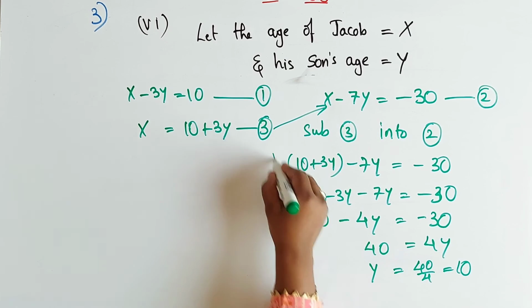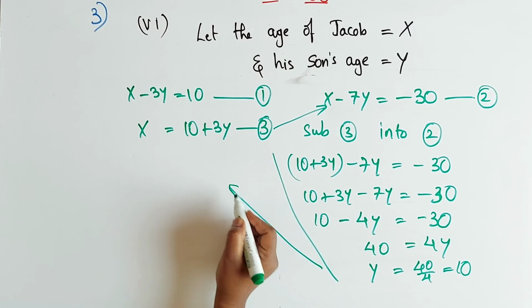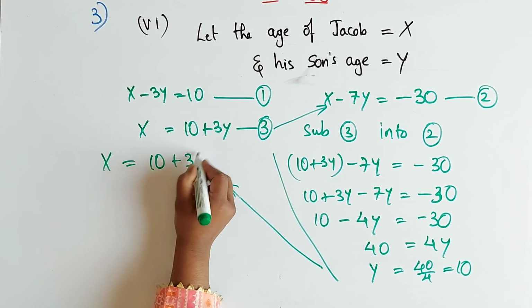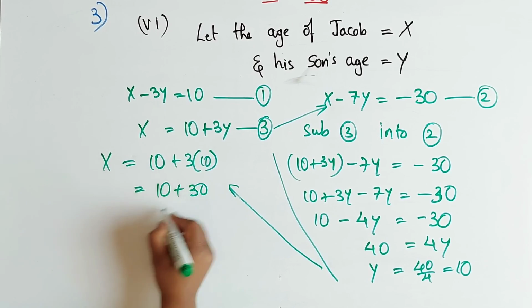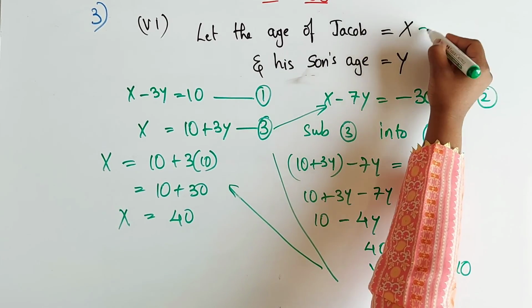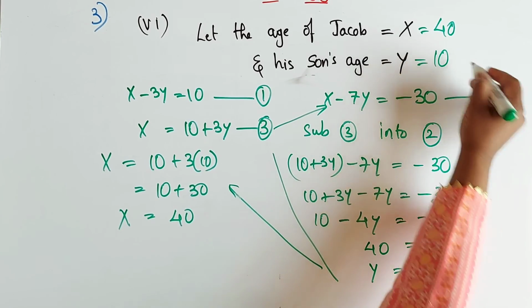It is 10, children. We know the x value. Just put the y value here. y is 10. So x equal to 10 plus 3 into 10. 10 plus 3 into 10 means 30. That equal to 40. x is 40. That means Jacob's age is 40 years, and y, his son's age, is 10 years right now.